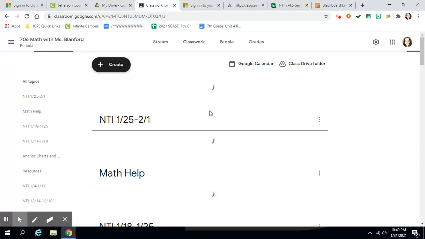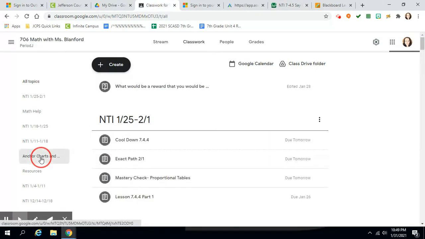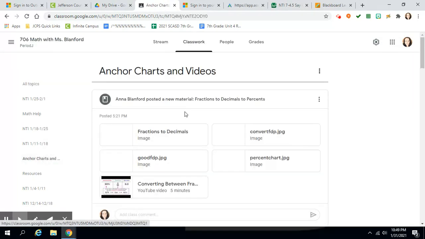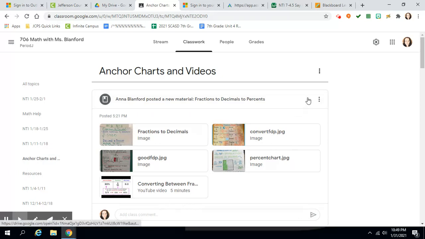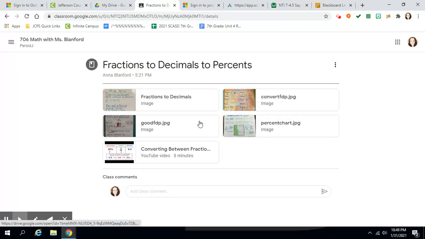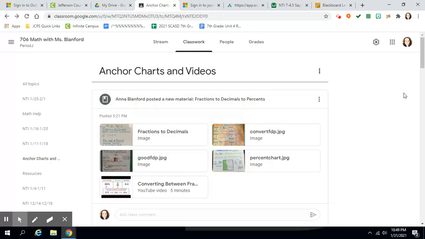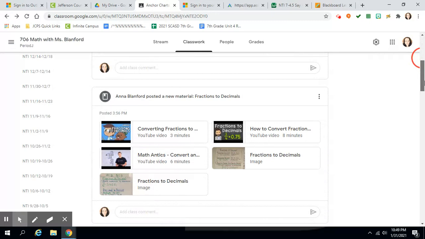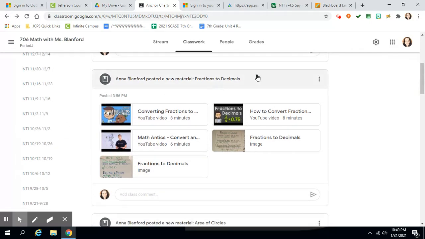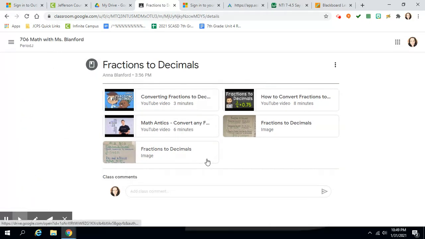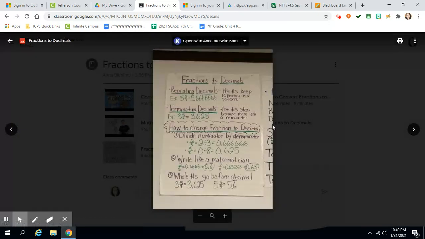So if you go to the anchor charts and videos section, there's lots of different things here. And the ones that we're going to be taking a look at are, well, here's fractions to decimals to percents. Okay, that's one. And actually, what else is on here? There's also changing fractions to decimals. So that's the first one we're going to look at. I have a couple different charts here. We're going to look at this first one.